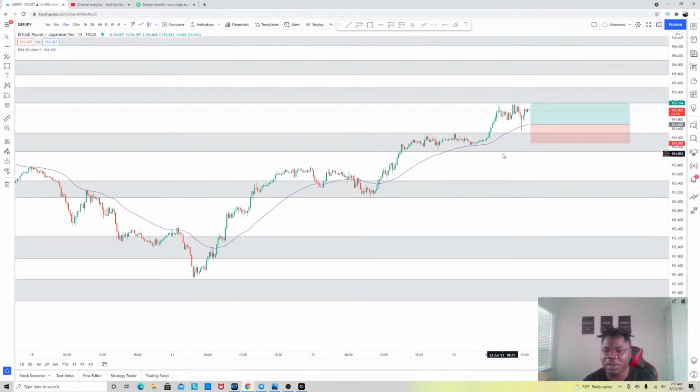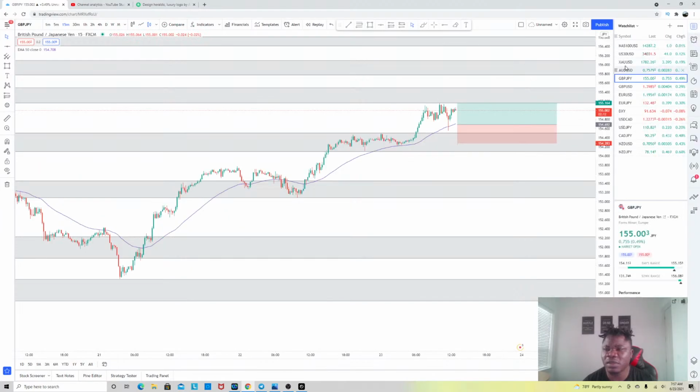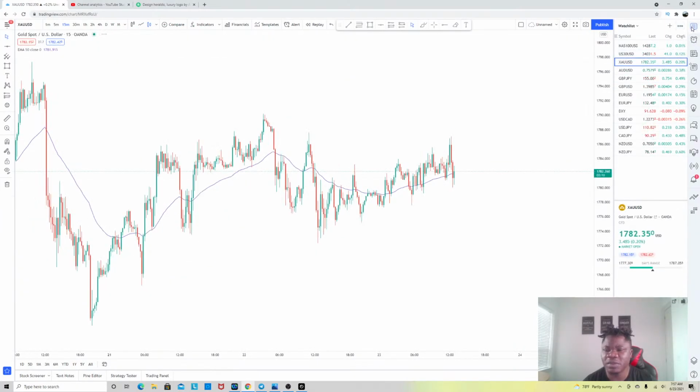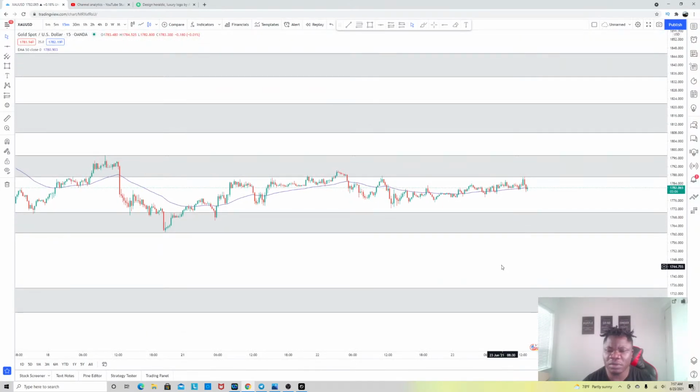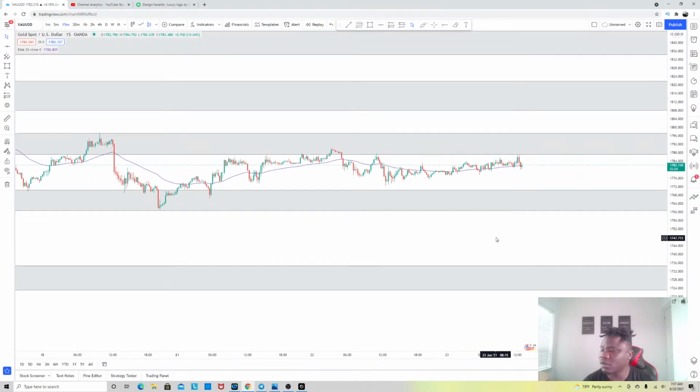XAU USD, can we buy? Let's take a look at gold. I believe I talked about gold earlier. No, you can't. You can't get in on gold, not yet. Gold is not trending. If you're getting in on gold right now, you're just guessing.